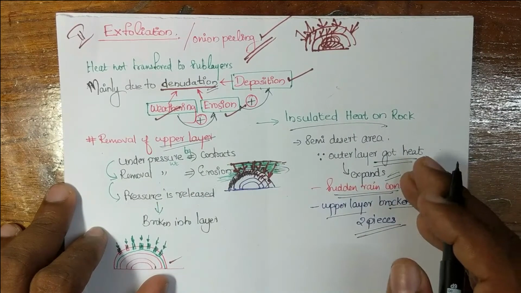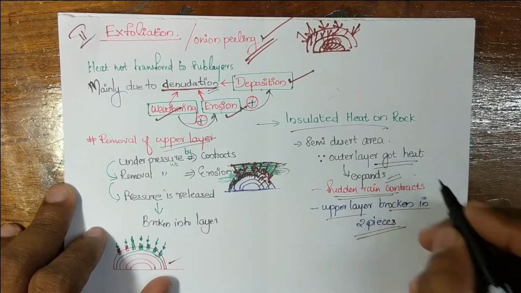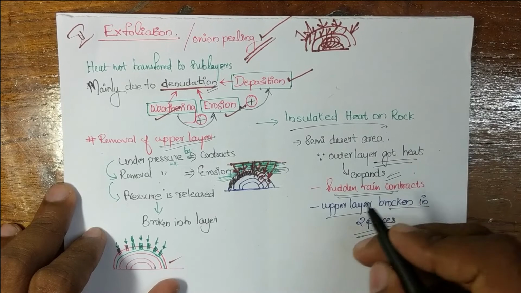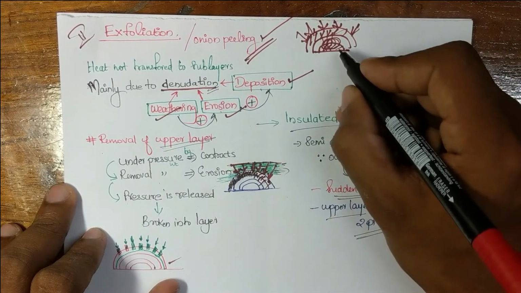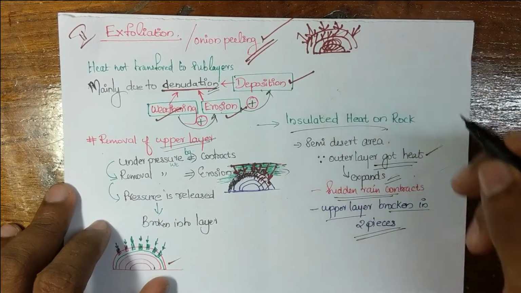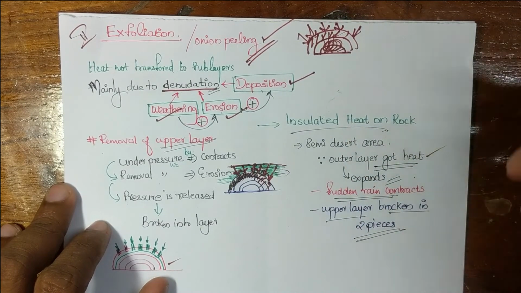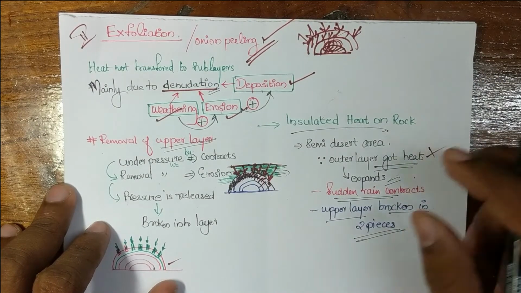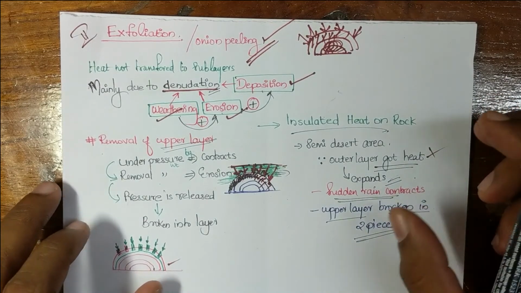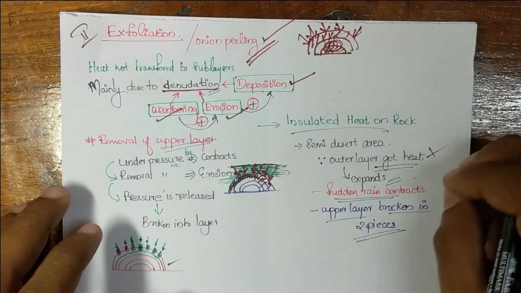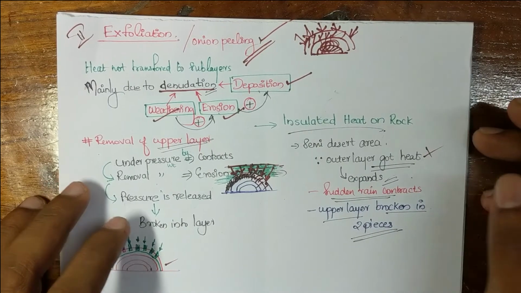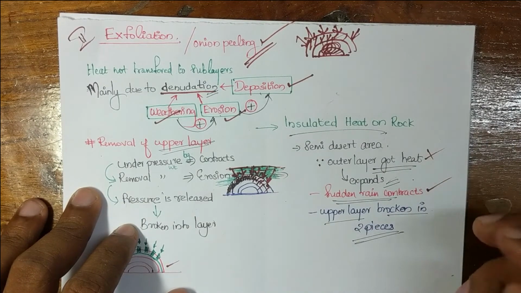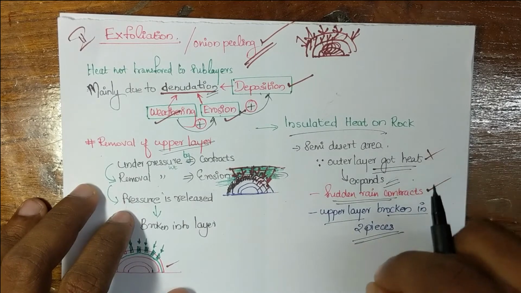Now we come to the semi-deserted area. We all know that the insolation caused by the sun is very huge. The outer layer gets very much heat, but the sublayer inside will not get as much heat as the outer layer. When the heat falls on the surface, it starts to expand. After the expansion, when sudden rain comes, contraction takes place suddenly. As a result, the upper layer starts disintegrating. The layer will break into pieces, like in the form of onion peeling.